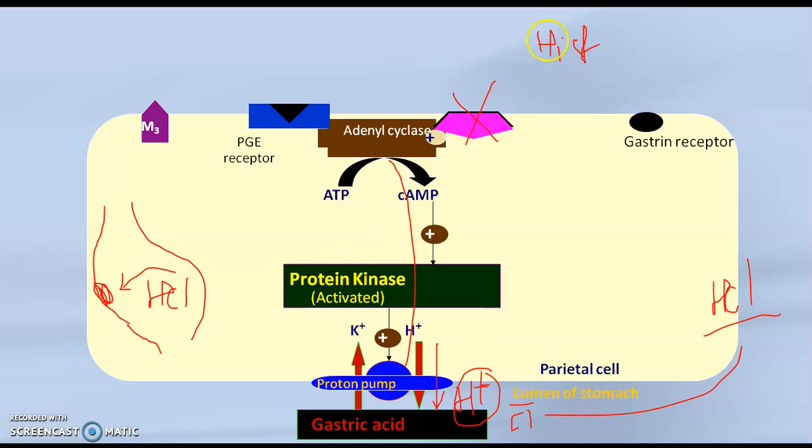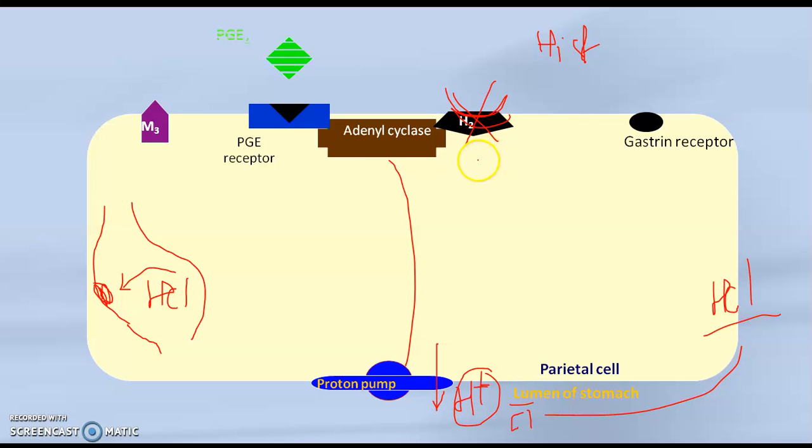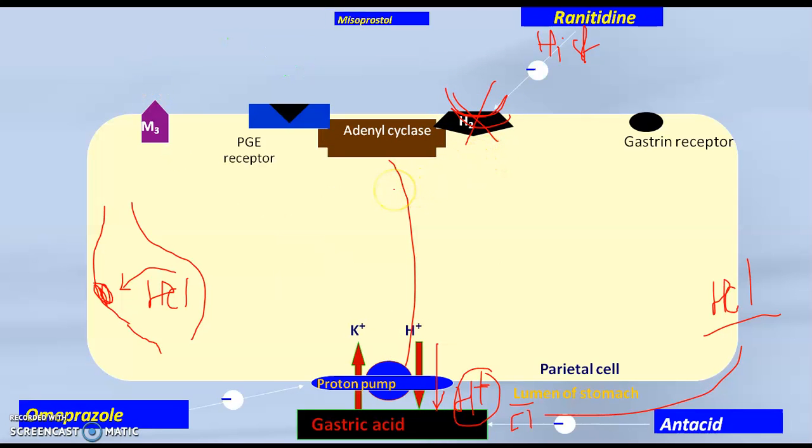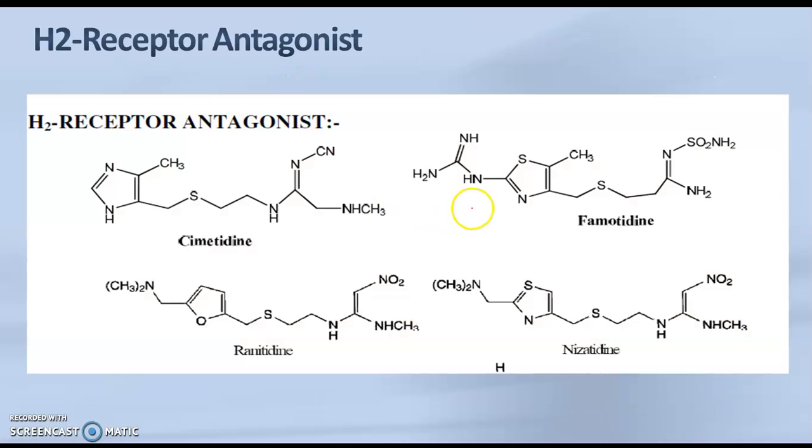And now we are seeing the drugs which block this H2 receptor. All these drugs are called tidines. So the first drug is cimetidine, second is famotidine, third is ranitidine, and fourth one is nizatidine. Actually, I'll first discuss the basic pharmacophore, which will help you understand the whole structure, all the structures.